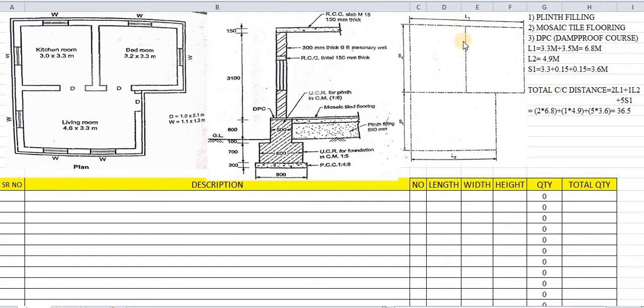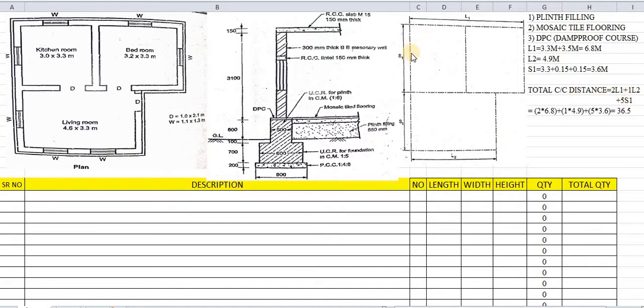Here there are 2 numbers of L1, so I have written here 2 numbers of L1. How many numbers of L2 are there? Only 1 number of L2. First we will cover all the horizontal ones. From this point to this point, 1 horizontal L1, then again another L1, and L2 is from this point to this point, and it has 1 quantity.